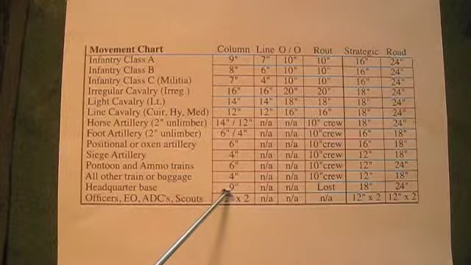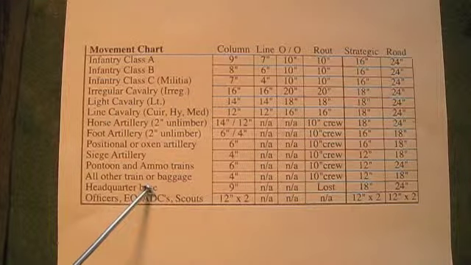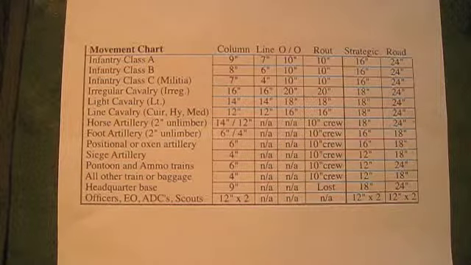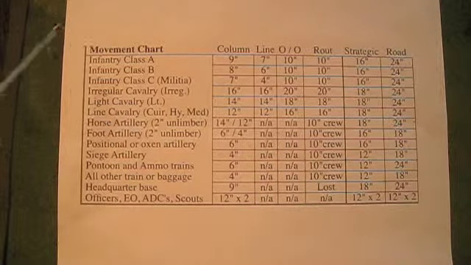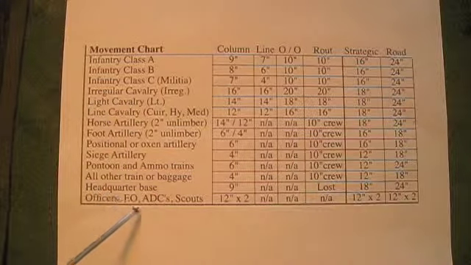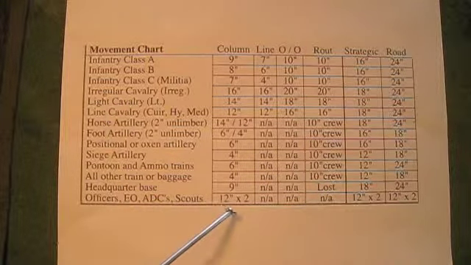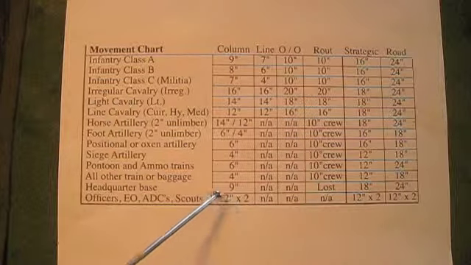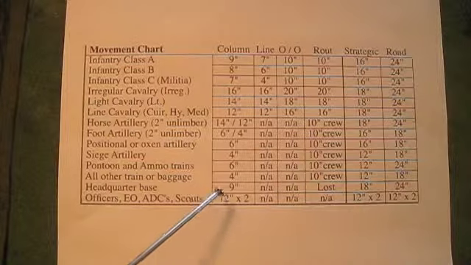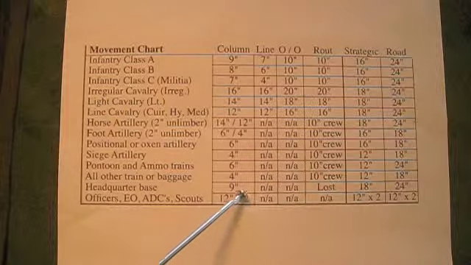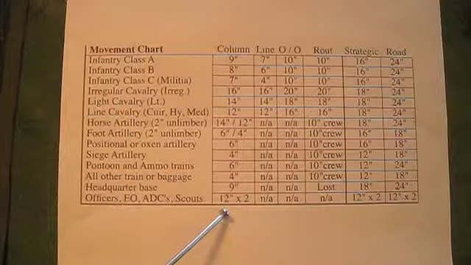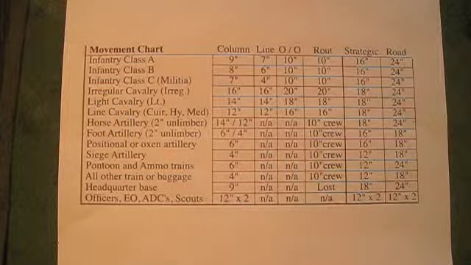Headquarters base is 9 inches, but to move a headquarters base, the commanding officer must be attached to the base. You cannot move independently without the officer. Otherwise, last but least, we have the officers and scouts and engineering officers and ADCs. And they have 2 12-inch moves per turn. Because remember, there's 2 command phases in the game for each turn. So one command phase can move 12 inches, and the second command phase in the other half of the turn would move the additional 12 inches. That's the movement chart.